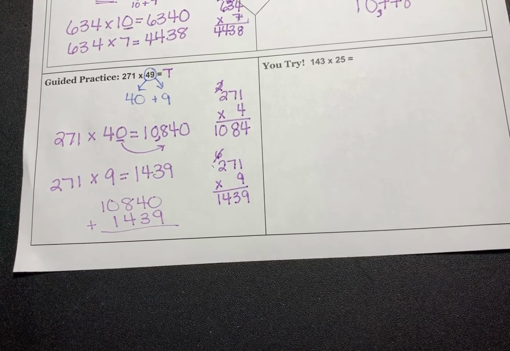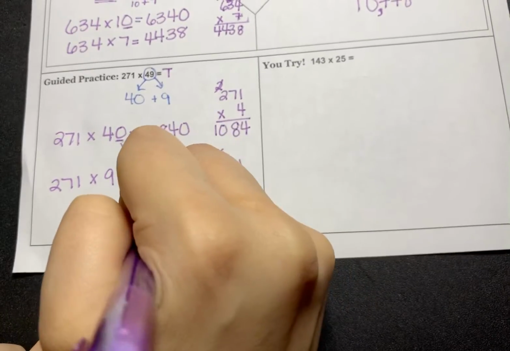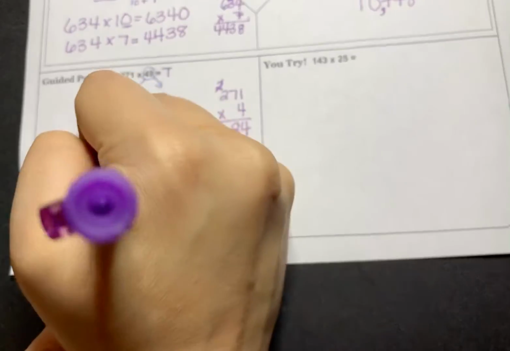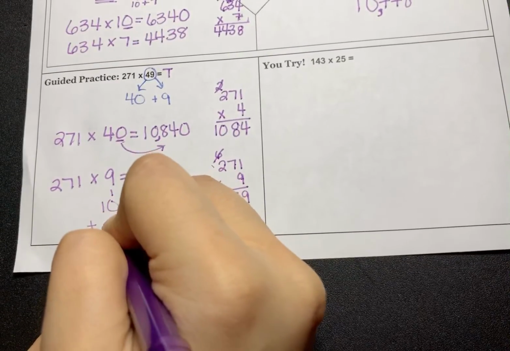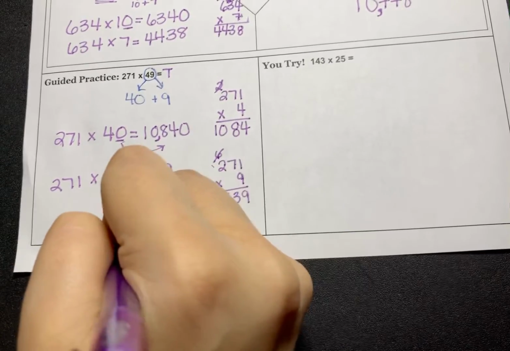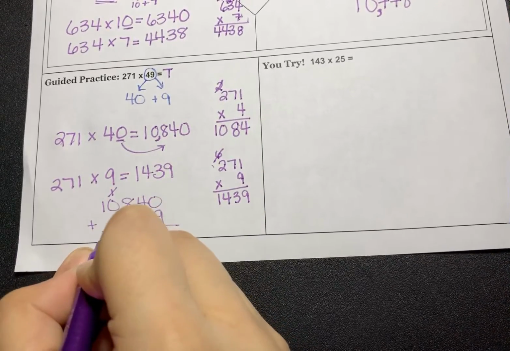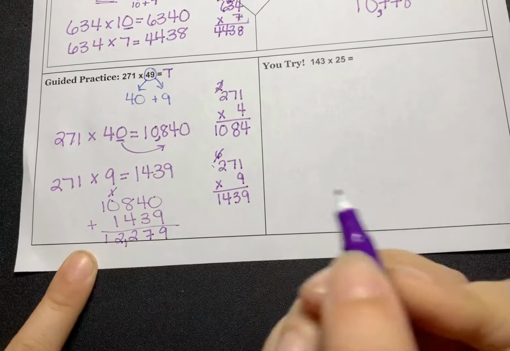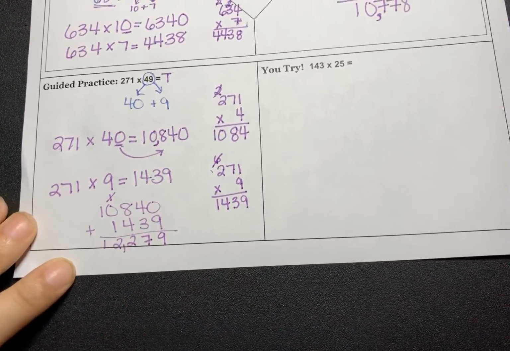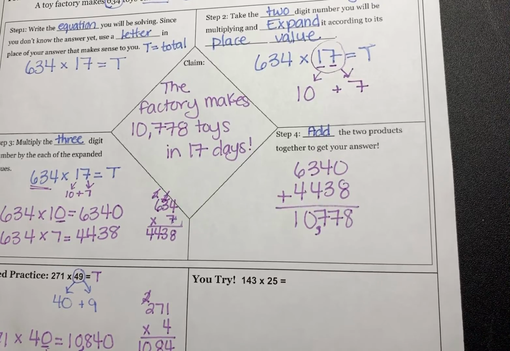So I know that I have 9 plus 0 is 9. 4 plus 3 is 7. 8 plus 4 is 12. Carry the 1. 1 plus 1 is 2, plus 0 is 2. And I used it, so I gotta lose it. And then I have 1 that just comes straight down. So my answer is 12,279. Go ahead and try the last one on your own, and then once you're done, we will do it together.